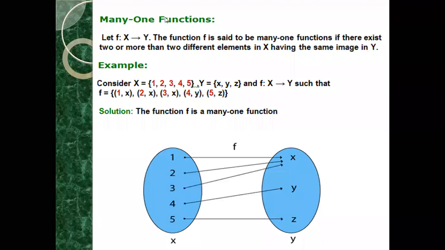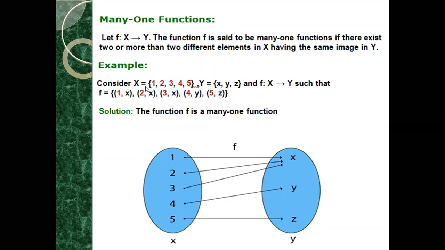Next, many-to-one functions. Let f map X to Y. The function f is said to be a many-to-one function if there exist two or more different elements in X having the same image in Y. X means the domain set. So two or more elements in the domain having the same image in the codomain, that type of function is called a many-to-one function.